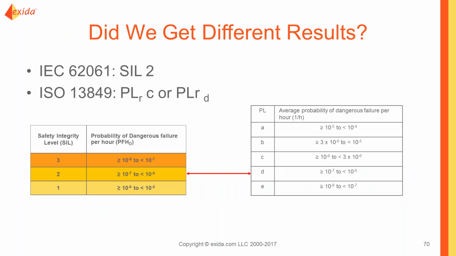So did we get different results? Well, we got a SIL 2 from 62061, and we got a C or a D, depending on how we solved it. So if we did a D, that lines up exactly with SIL 2, and C is just underneath that. So we've got reasonably good correlation. However, the thing I just want to stress is there's an implied tolerable risk guideline in both the 62061 methodology and 13849 methodology.